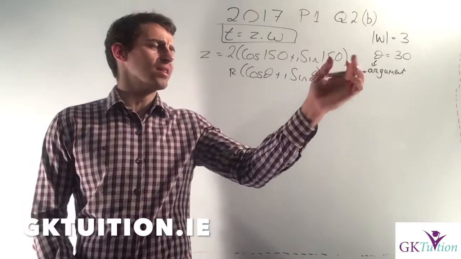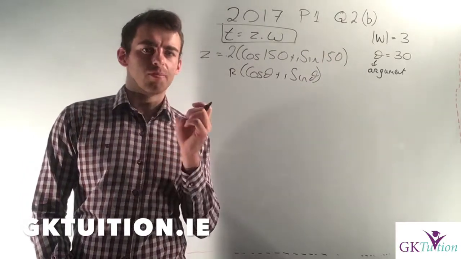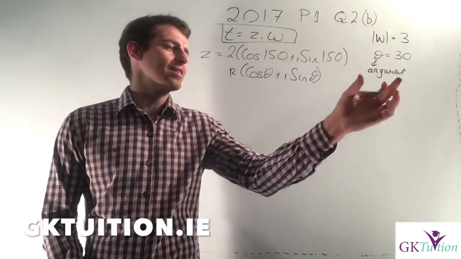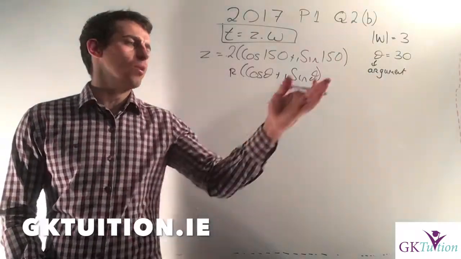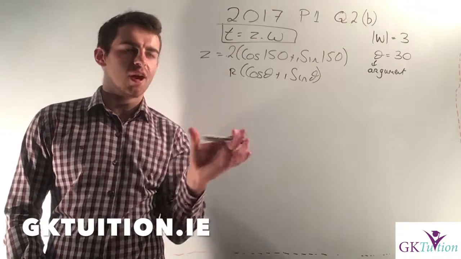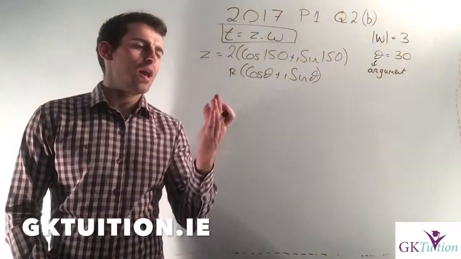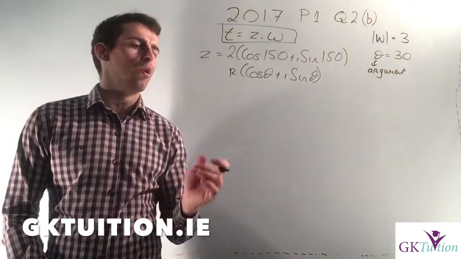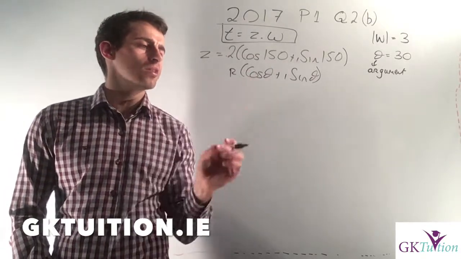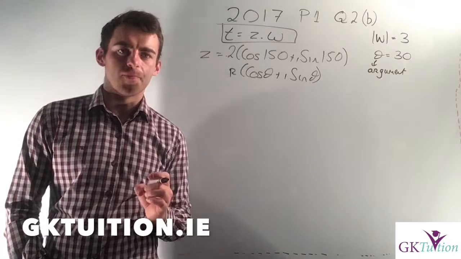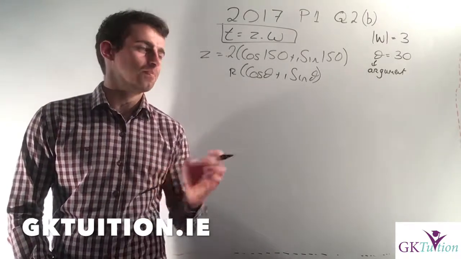You have to recognize that the angle a complex number makes with the positive sense of the real axis is known as the argument, and we usually call it theta. This comes into play when you're trying to get a complex number in polar form. Any complex number can be written in polar form as r, which is the modulus, times the cos of theta plus i times the sine of theta, where theta is the argument.